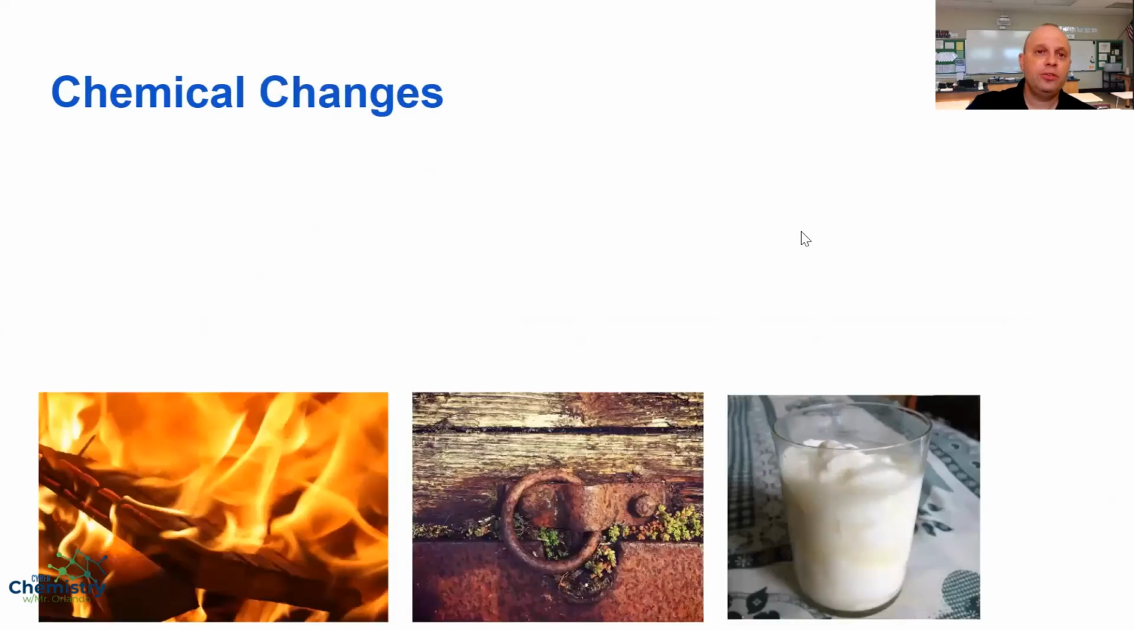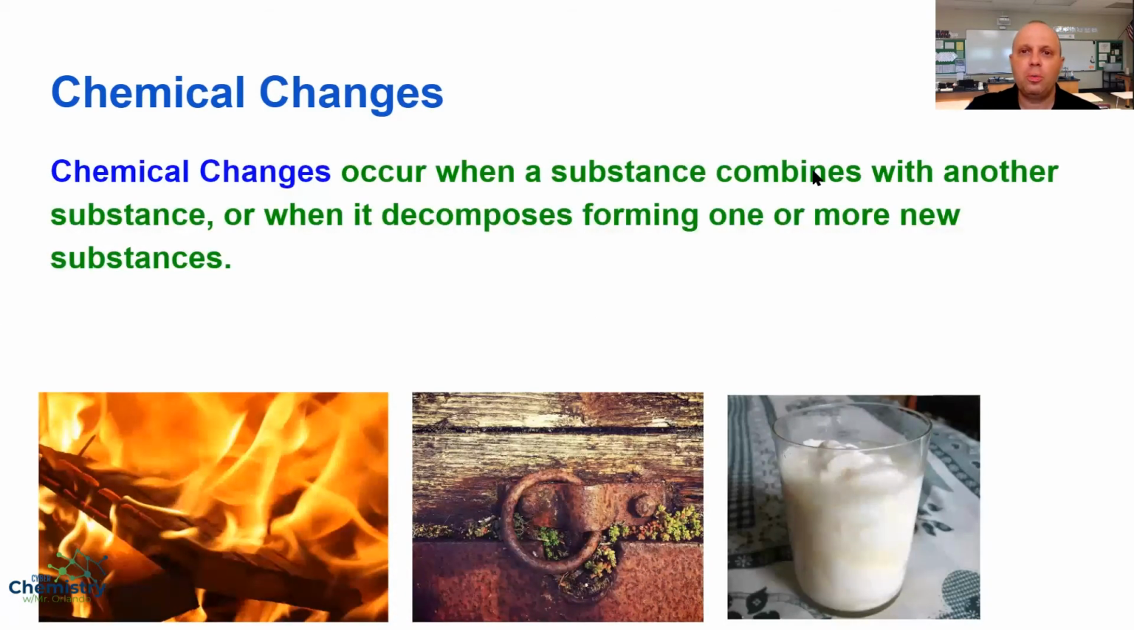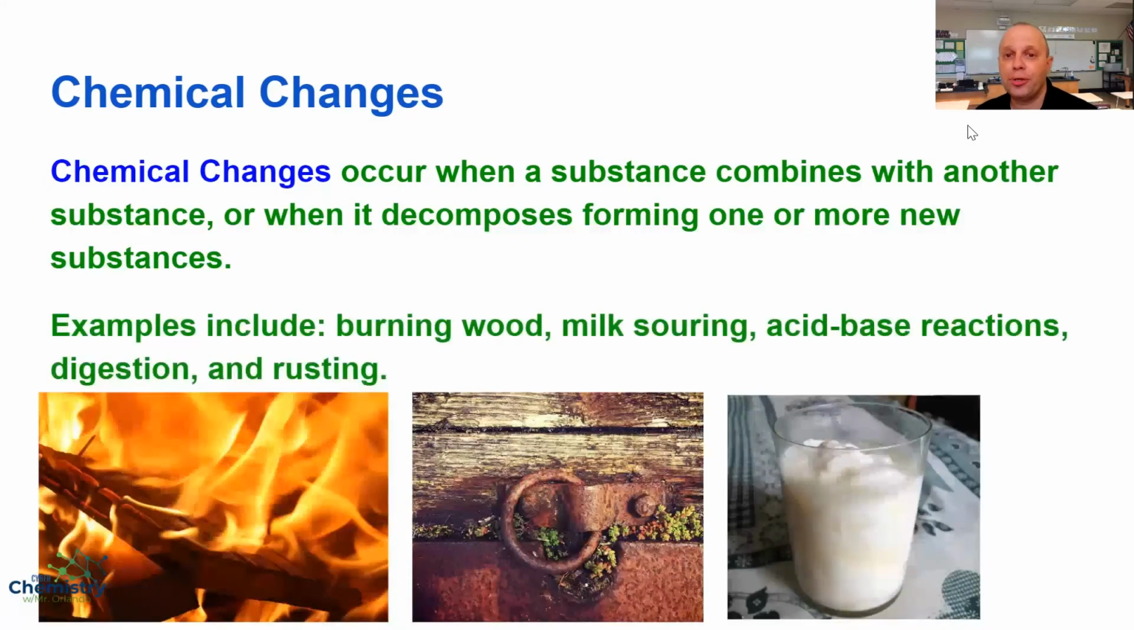Okay, if we go on to look at chemical changes, down at the bottom here, again, I have 3 pictures. The first one just looks like a piece of wood burning. The second one looks like maybe a rusty part of a treasure chest or something. And the third one's kind of gross. That is some curdled milk sitting in a glass. So chemical changes occur when a substance combines with another substance or when it decomposes, forming one or more new substances. Some examples of this include burning wood, milk souring, as you see below, acid-base reactions, digestion, that's a chemical change that occurs in your body, and then rusting, like you see in the middle picture.